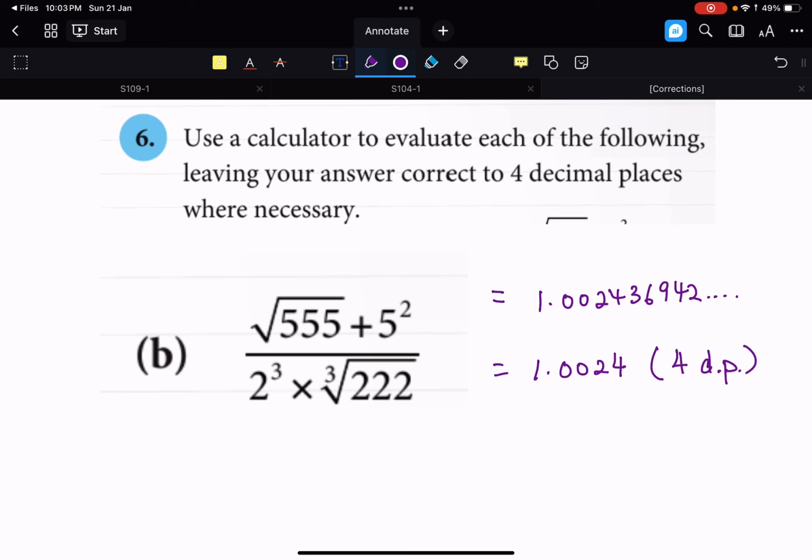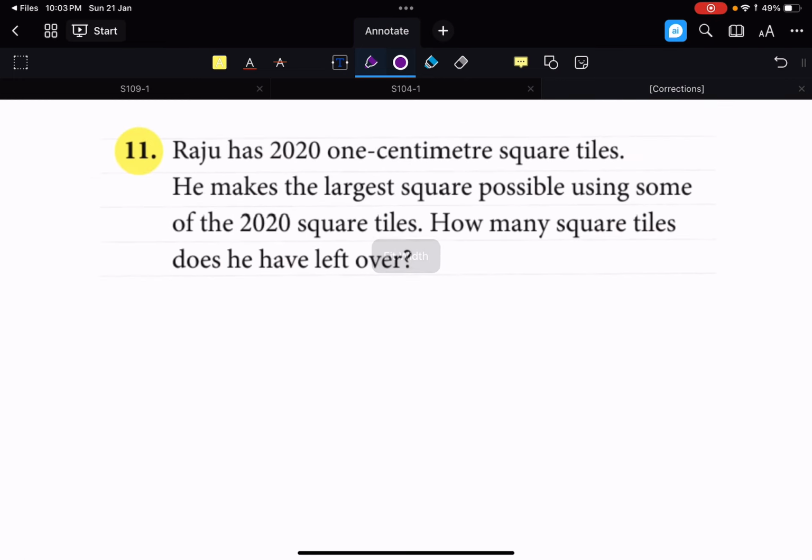Okay, right, let's move on to the next one. Now Raju has a 2020 centimeter square tile. He makes the largest square possible using some of the square tiles, right? What did he get? How many were left over? So what can we do here?